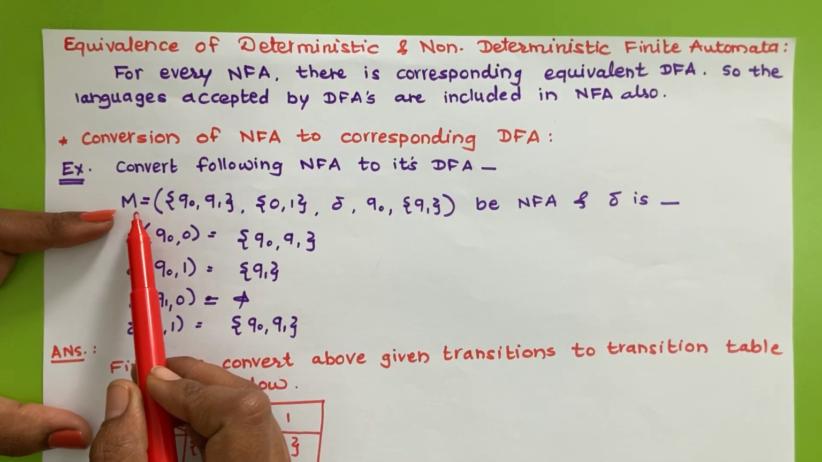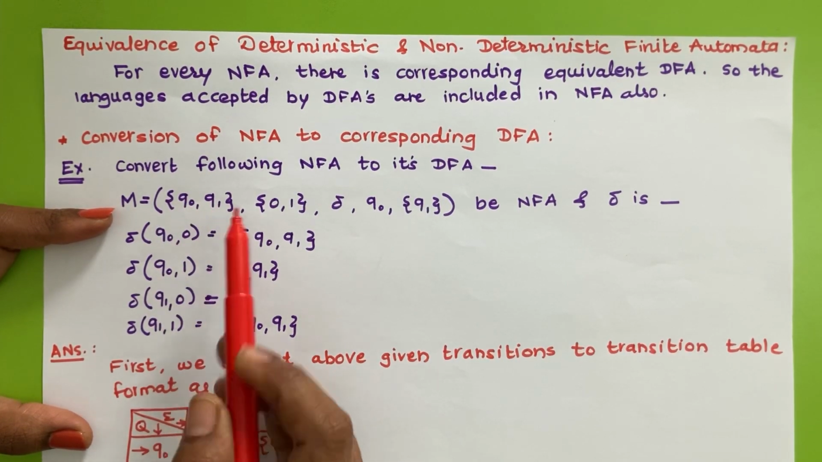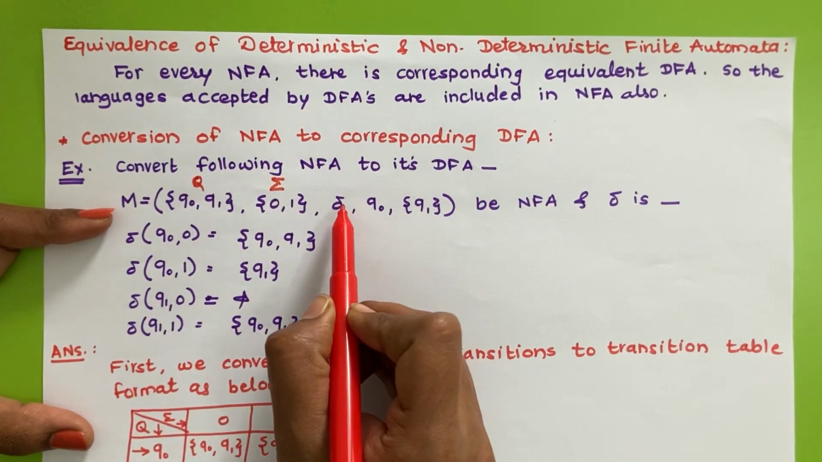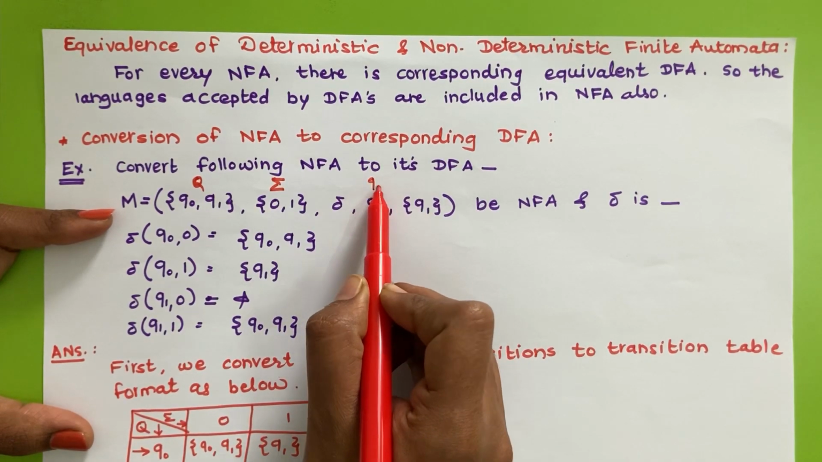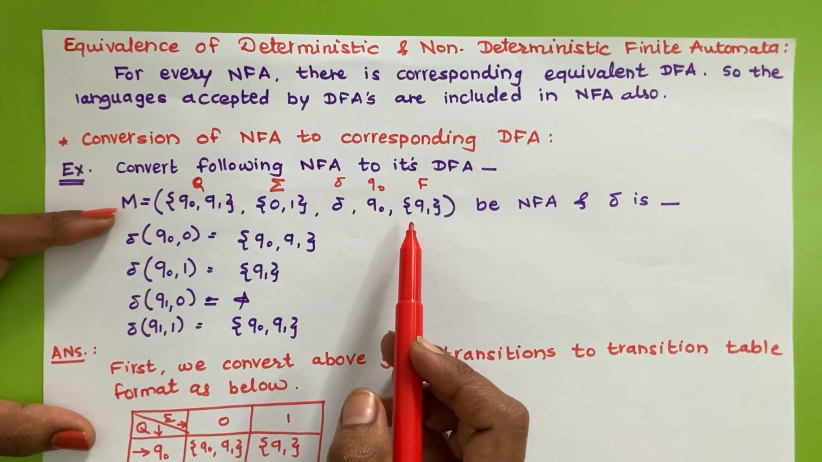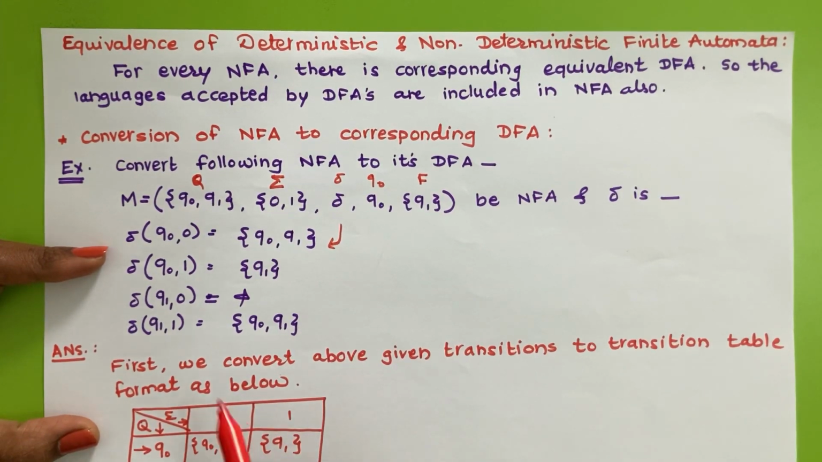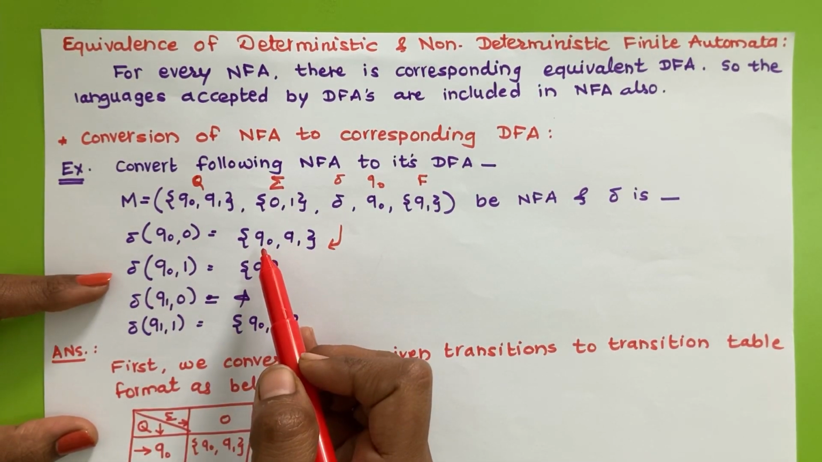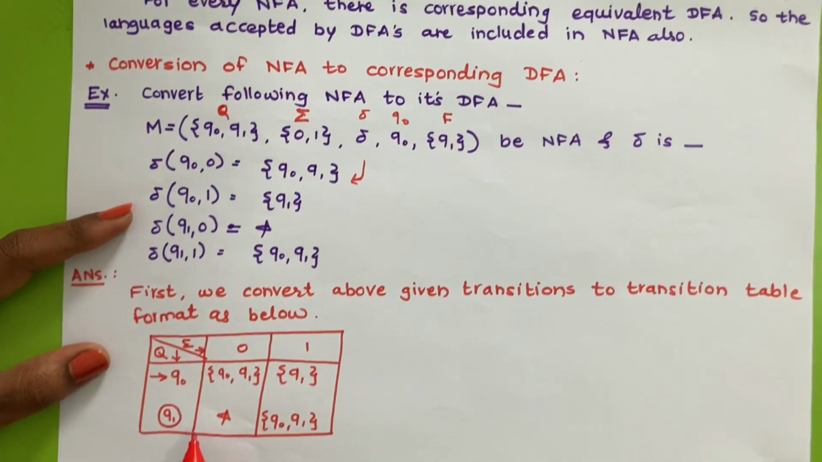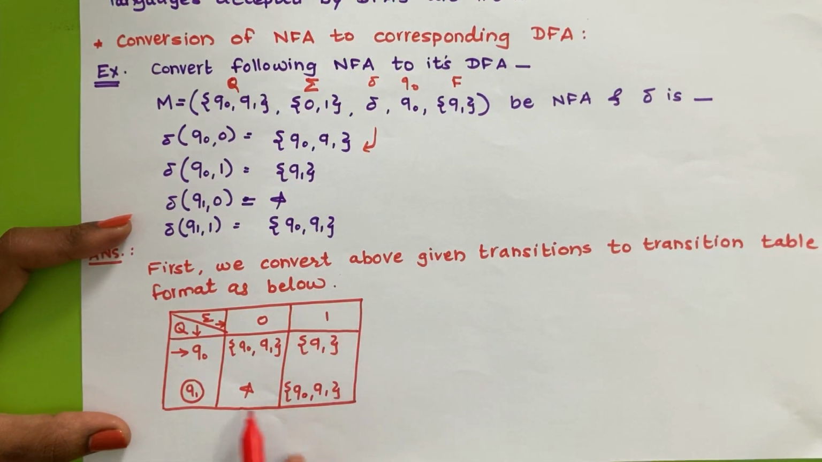So let M be a machine and M is given as Q0, Q1, that is this will represent set Q, then this will represent set sigma, then this is delta, this is Q0 and this is nothing but set F. And the delta is given with the help of these transitions. For the purpose of conversion we will require the transitions in the form of a table. So we'll convert these transitions into table format.